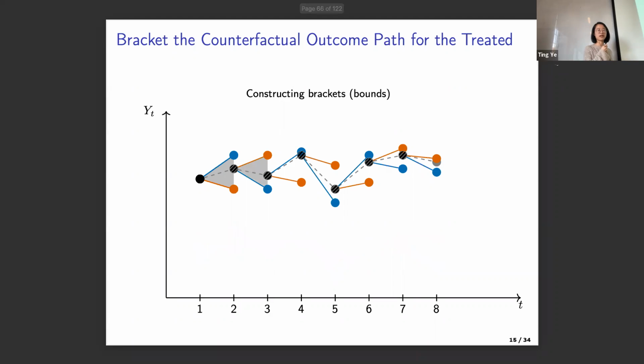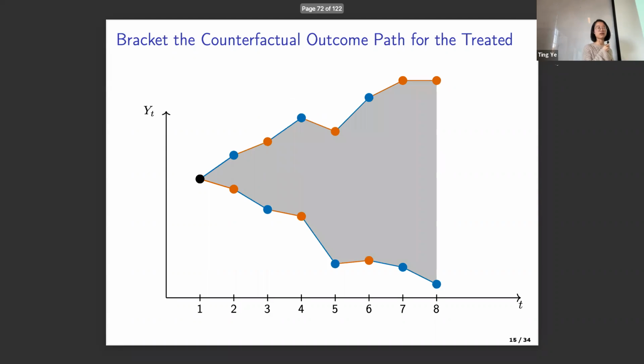And then for the second period, this is infeasible because we don't know the starting gray dot, since that is unidentifiable. So under our assumption, we need to consider the worst case scenario by moving this gray dot to its boundary. This expanded gray area is the partially identified set for the counterfactual outcome path in the absence of the treatment. And then we do this for every time point. You can see that the uncertainty of the counterfactual outcome propagates over time, so the gray area expands larger and larger.